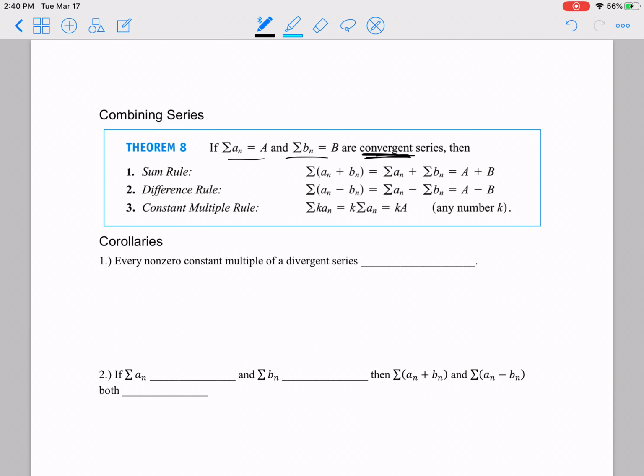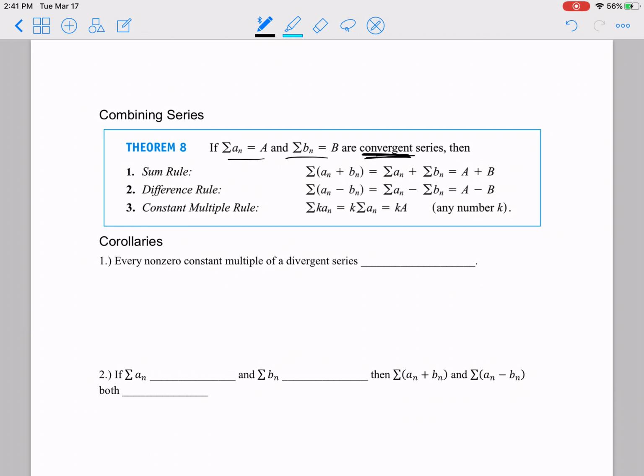The same thing with the difference. If we do a sum where we put all the differences together, we can also separate them. And then we can also do constant multiples. If we have a constant on every term, then we can bring that out front and multiply the whole thing by it. That works for any number k as well.